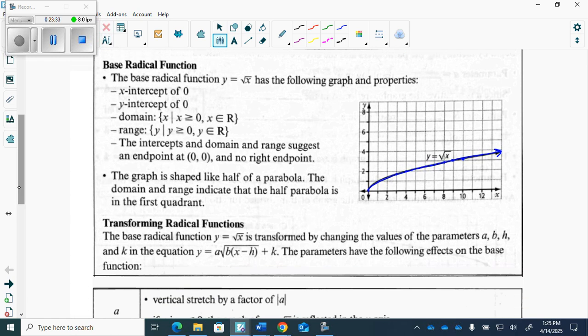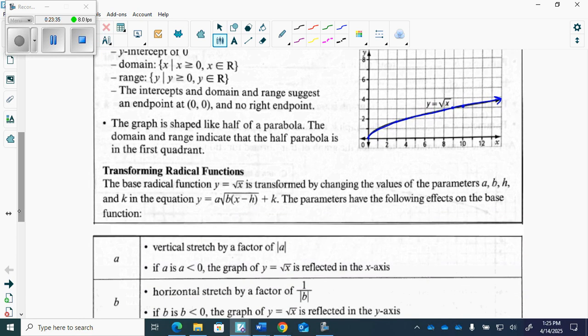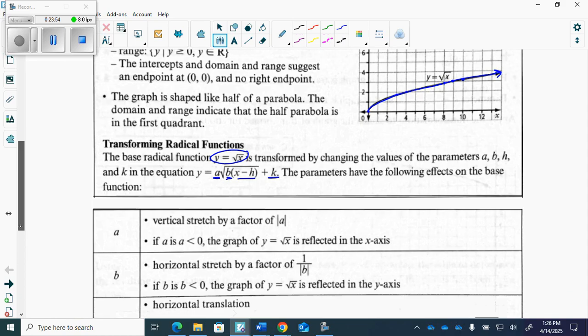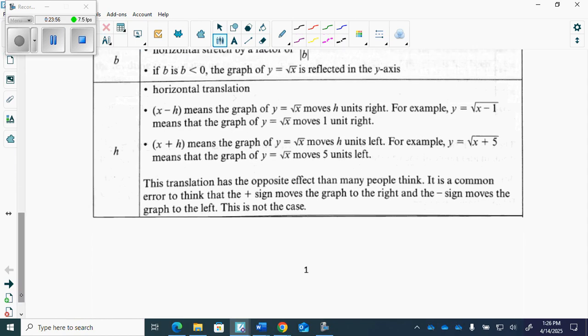Then we talk about transforming radicals. Same thing, your original is root x, and anything under the root affects x's. So this would be a vertical stretch or reflection in the x-axis, vertical translation, horizontal stretch, horizontal translation, right? Nothing crazy. And it goes through explaining those transformations.